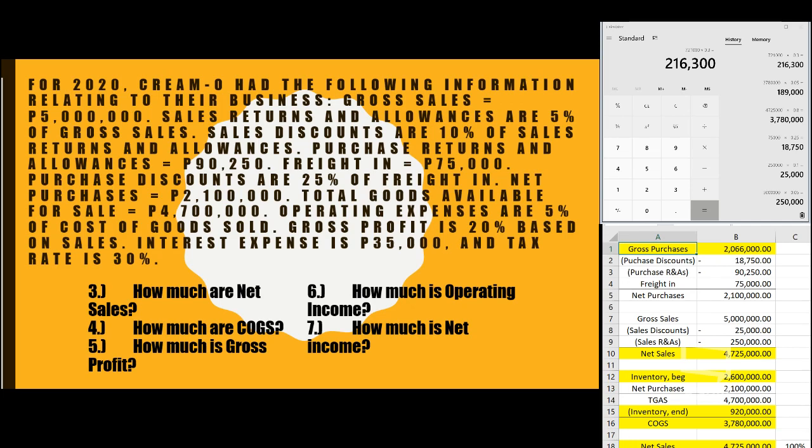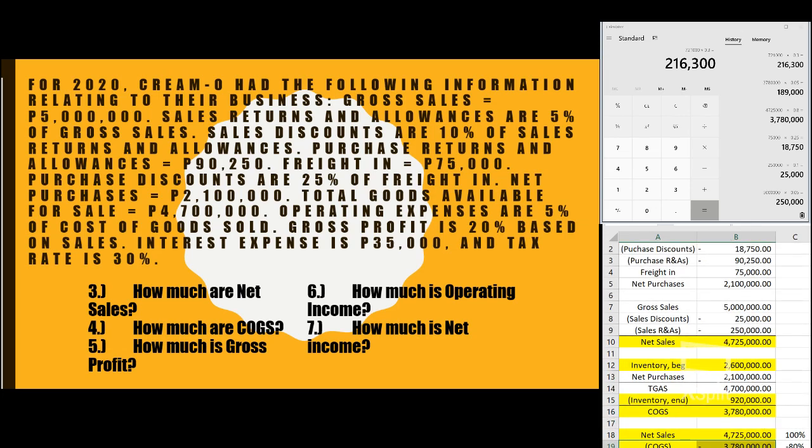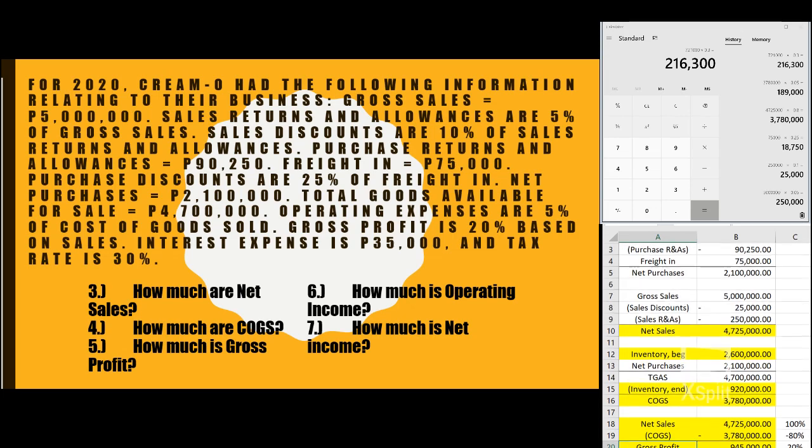So now let's go to the questions. Number 3, how much are net sales? Answer is here, 4,725,000. Number 4, how much are cost of goods sold? We have here or here. Pareho lang yan. 3,780,000. How much is gross profit? We have this here, 945,000.